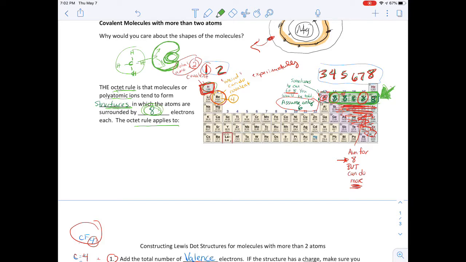And then we have boron. Boron can do 6. Boron does do some weird bonding. So if you get to that point of chemistry, you may find times when boron does 8, but we're going with 6 in Gen Chem. Beryllium does 4, and hydrogen does 2.